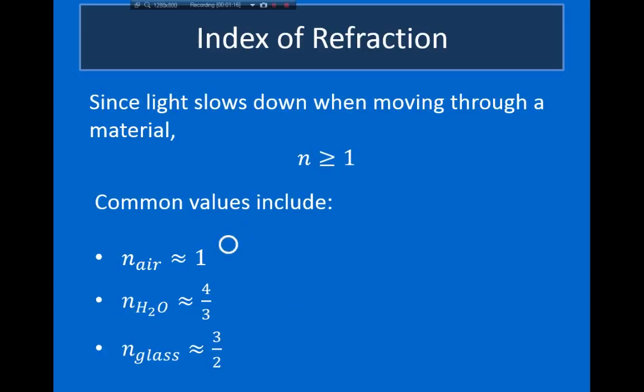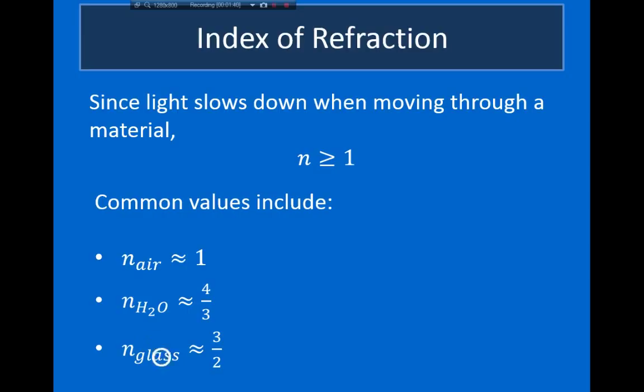So typical values of the index of refraction I have listed here. The index of refraction in air is approximately equal to 1. So that means that air really doesn't slow down light very much. The index of refraction of water is almost exactly equal to 4/3. It's actually pretty ridiculous how close it is. At room temperature, I think the index of refraction of water is something like 1.333.